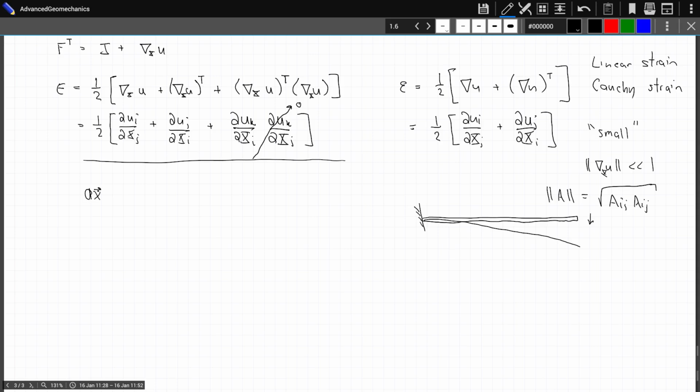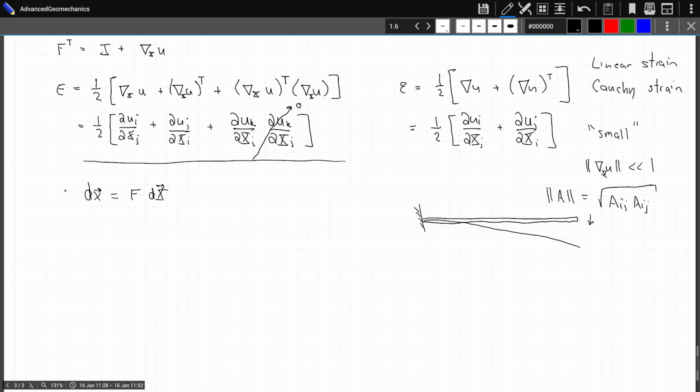Just rewriting our dx equals F dX equation again. I can multiply both equations on the left by F inverse, right? And so basically I've just inverted that equation. So now I have an equation that's dX is F inverse times dx.